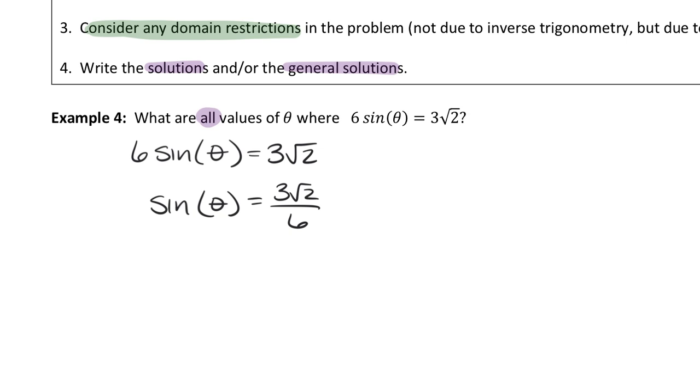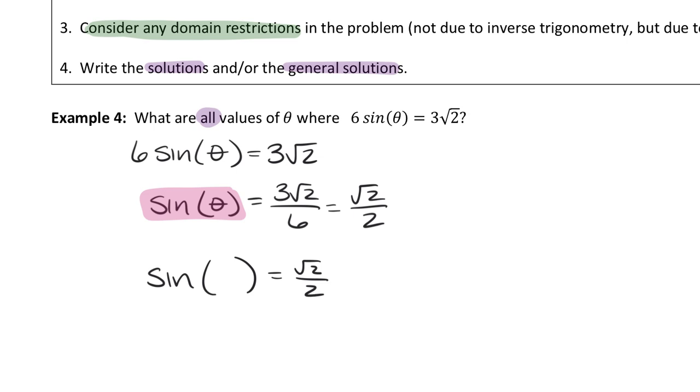Can we reduce that down? 3 over 6 reduces to what? 1/2. So this is square root 2 over 2. Ding, ding, ding. This is the first step. We have isolated the trig function. It got to be by itself. Now I just need to think about what angle measurements give me square root 2 over 2. So sine of some angle is going to be equal to square root 2 over 2. What angle is that? Pi over 4.